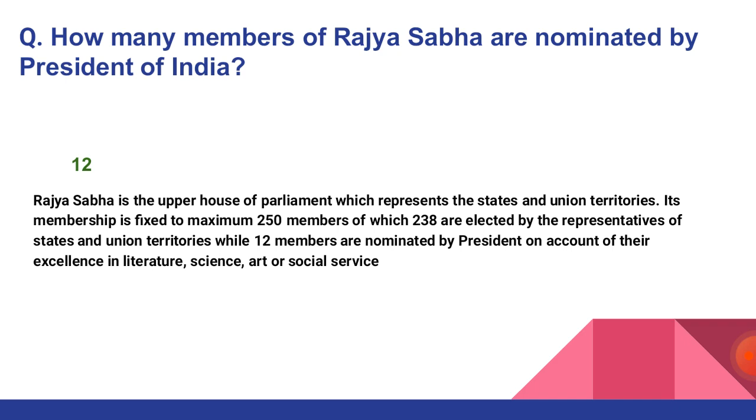Next question. How many members of Rajya Sabha are nominated by the President of India? Answer, 12. Rajya Sabha is the upper house of the parliament, which represents the states and union territories. Its membership is fixed to a maximum of 250 members, of which 238 are elected by the representatives of the states and union territories, while 12 members are nominated by the President on account of their excellence in literature, science, art, or social service.